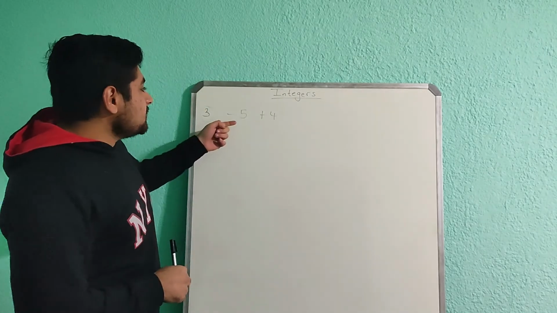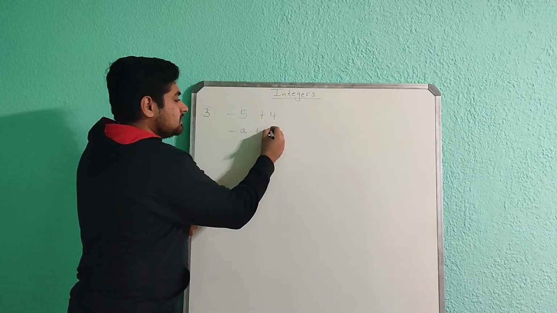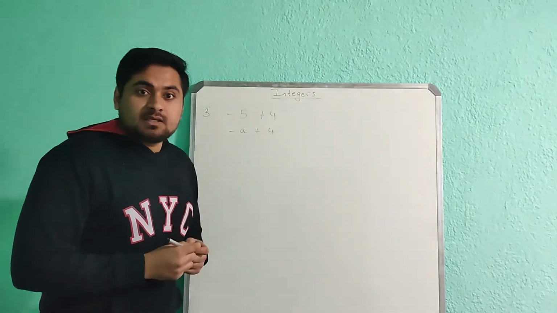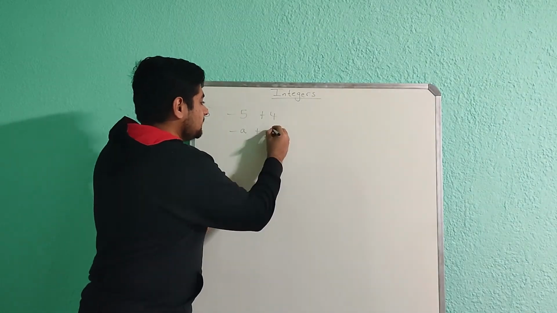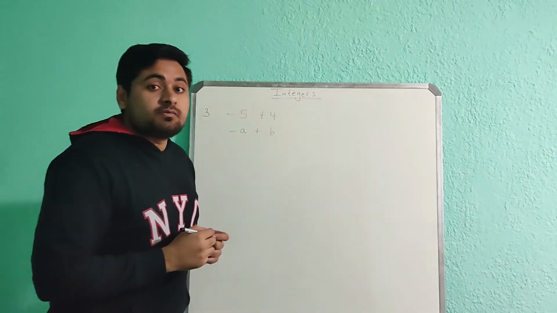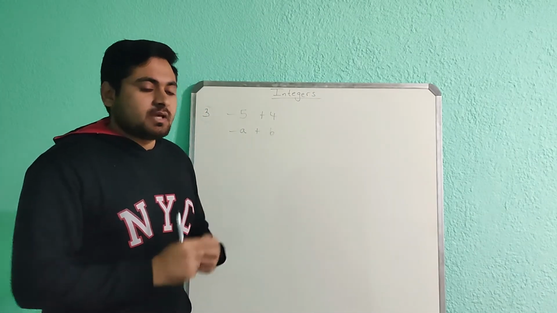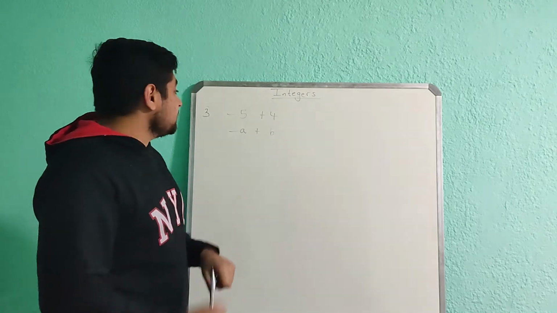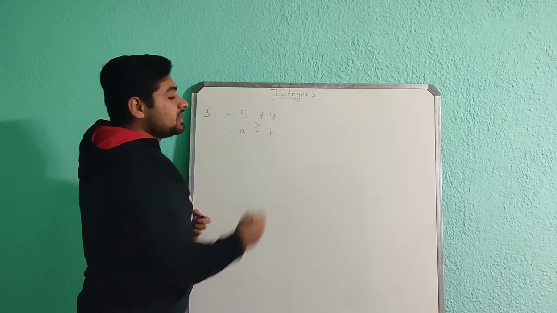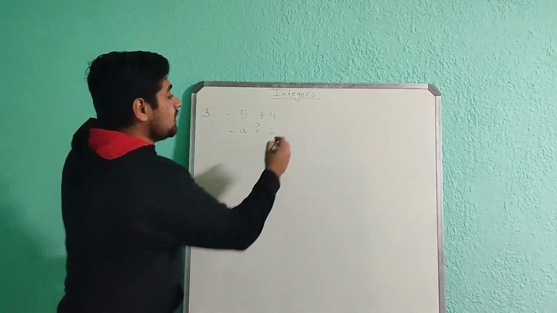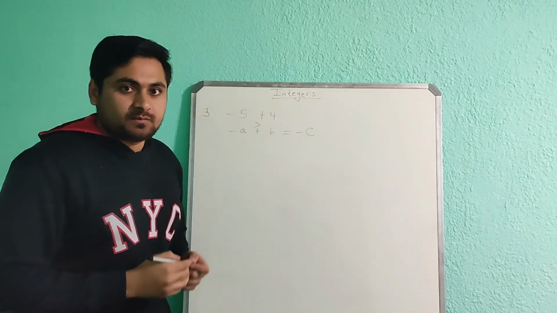Okay, so when you say negative 5 plus 4, that's negative A plus B. We can see that's rule 3, right? But in rule 3, we know there are two scenarios. What are those? A greater than B and A less than B. Here, we can see A is greater than B. So it means we know our outcome will be negative C, right?